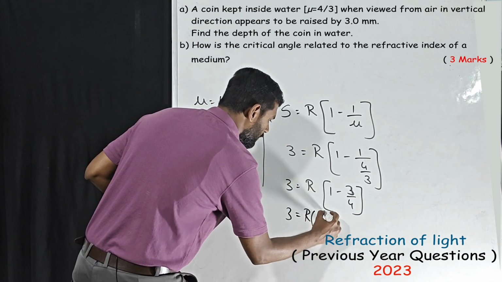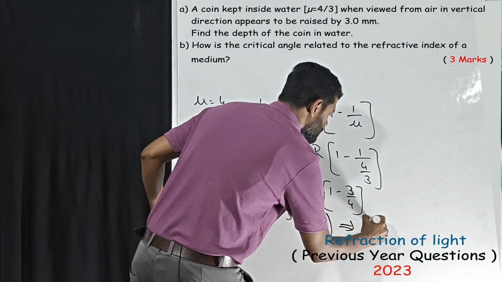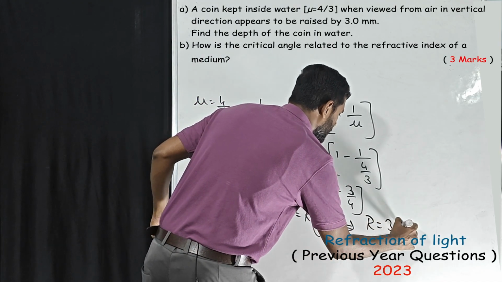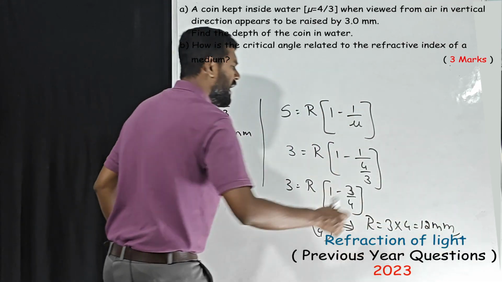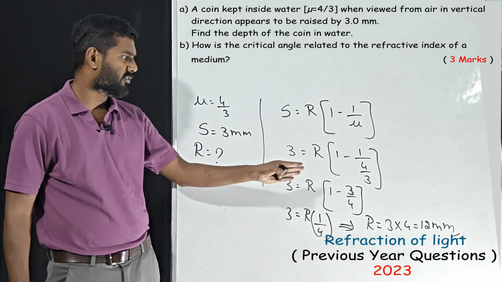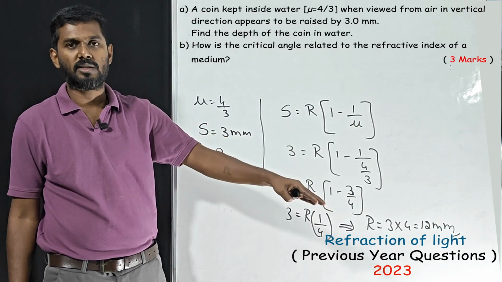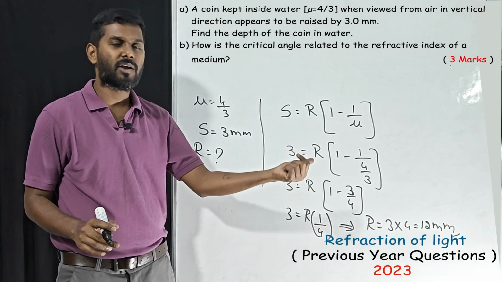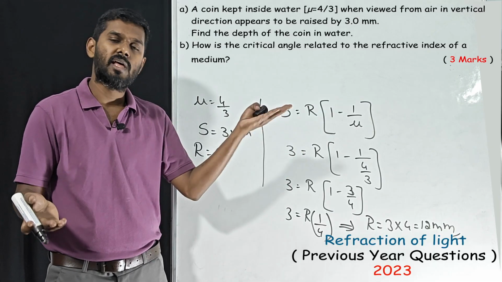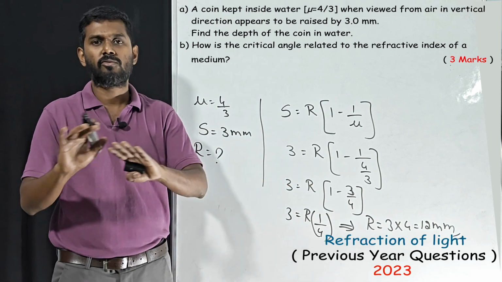This is 1/4. What do we want? R. You send this 4 to that side. So R is equal to 3 into 4, that is 12 mm. You can keep the answer like this also, no need of converting into meters. If you want to convert into meters, divide it by 1000 because it is in millimeter, then 12 divided by 1000, whatever answer you get will be in meters. If you keep it here also, you will get full marks.